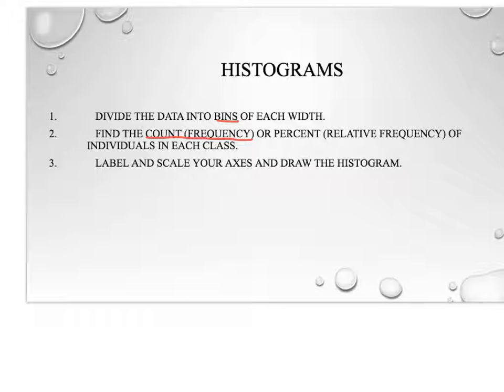And we're going to make a table called a frequency table that displays this. Then we're going to label and scale our axes and use that, along with our table, to draw our histogram.